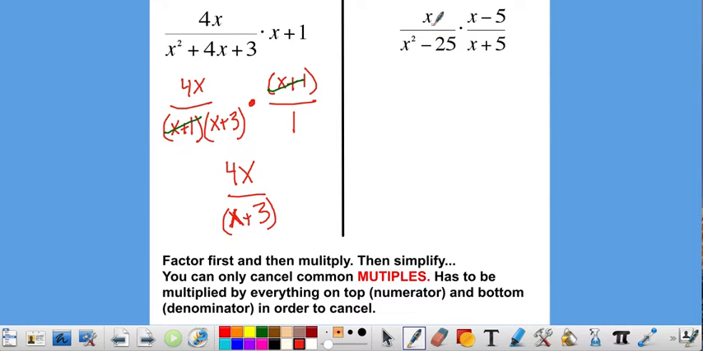Let's do this one. x over x squared minus 25 times x minus 5 over x plus 5. We're going to factor down here first. We have a difference of squares.